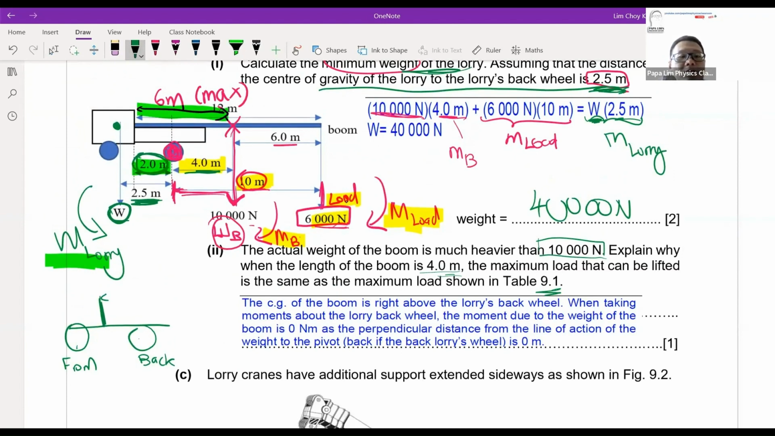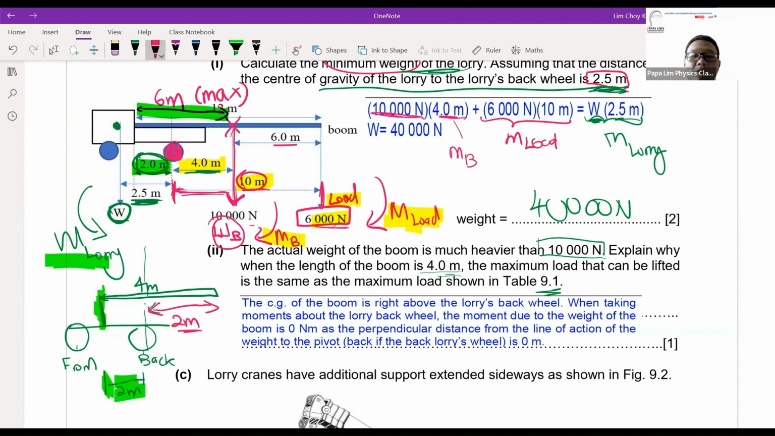Now, based on the question, the starting point of the boom is 2 meter here. So this is the length of my boom, 4 meter. I know that the boom starting point is here, and it's 2 meter in front of the back wheel. So which means that the portion here, this length we are looking at for the back of the boom, is exactly 2 meter.